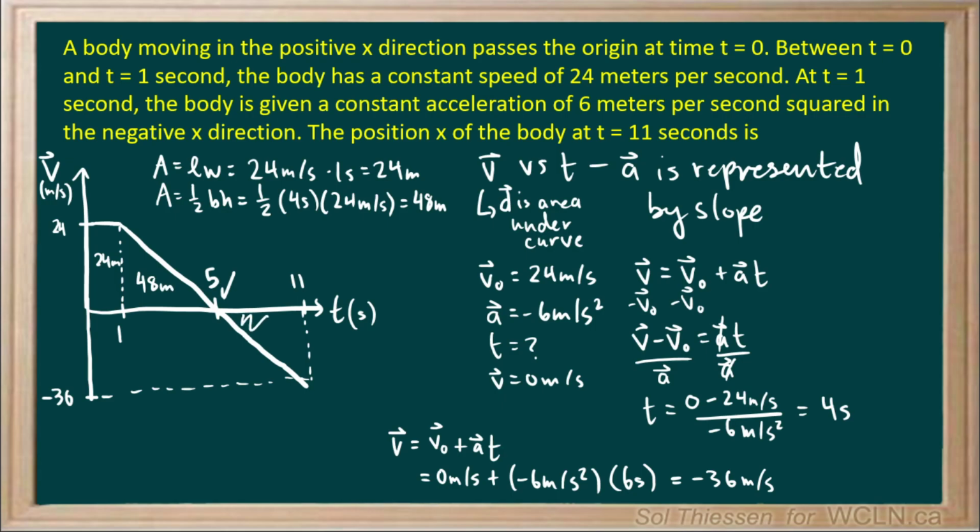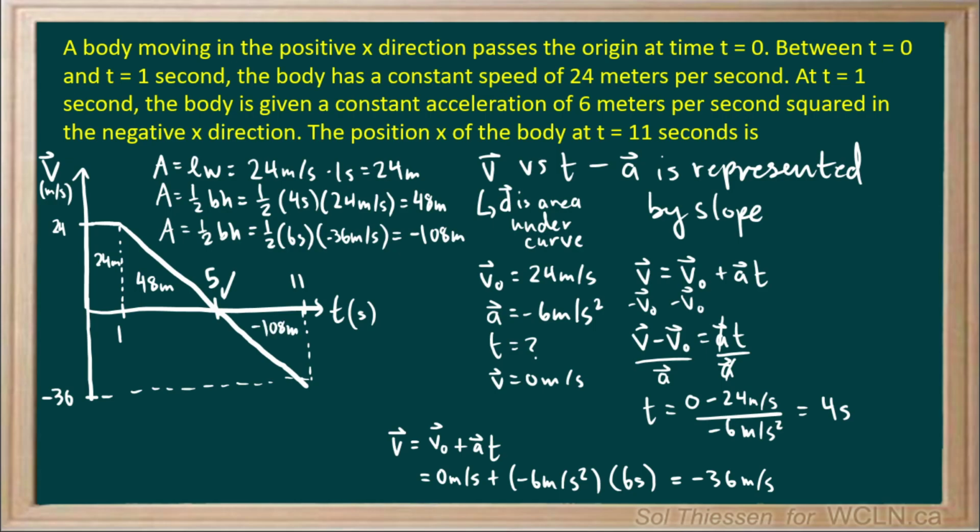And now we want to find this area. Again, it's triangular, so it'll be 1/2 base times height, which is 1/2 times 6 seconds times a height of -36 meters per second. And if you evaluate this using your calculator, you should find that it's equal to -108 meters. This area is -108 meters.